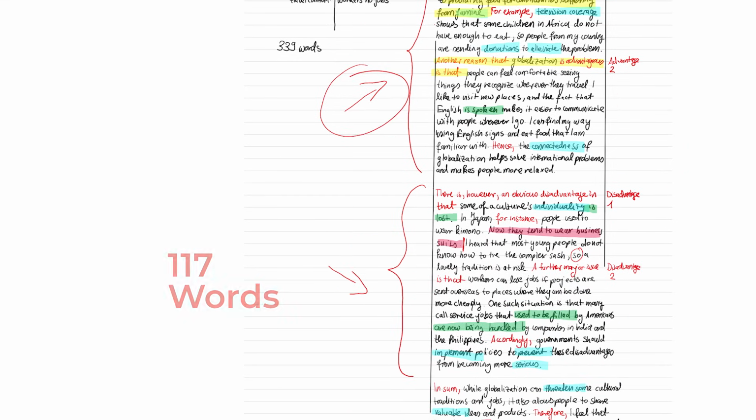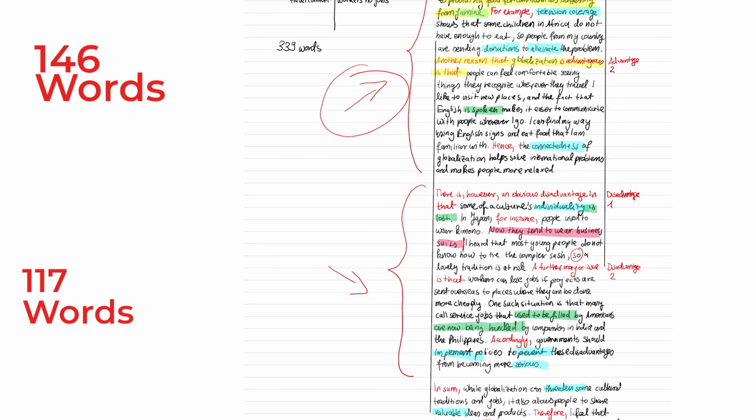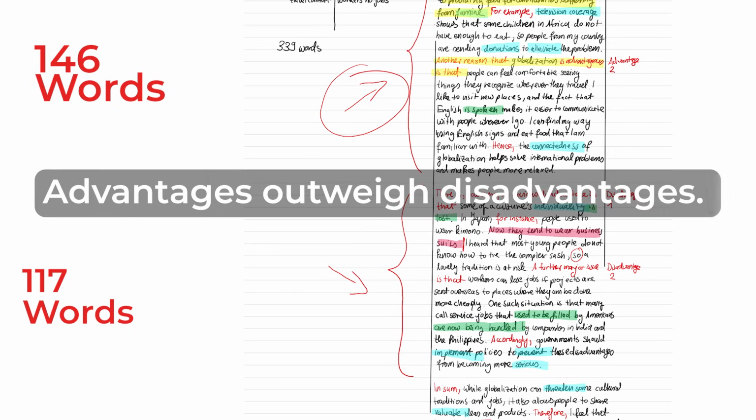That's quite close. The advantages are a bit longer because I'm writing that advantages outweigh disadvantages. I use more words to convince the reader that my view is best. That's a very little detail that many professional writers use when trying to persuade an audience.